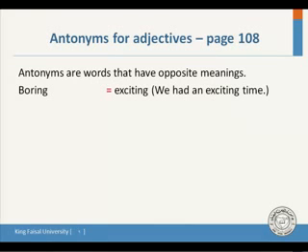Look at these 2 adjectives, boring and exciting. Do they have the same meaning? No. They have opposite meanings. Boring does not mean exciting. So, they are antonyms. Example, we had an exciting time. Can you say we had a boring time? No, because the meaning is different. How can you use boring in the same sentence? We can say we didn't have a boring time.